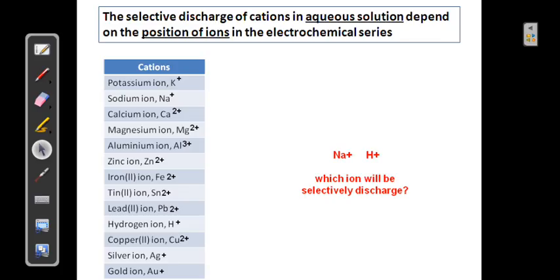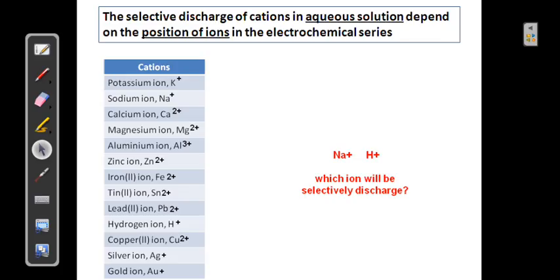So when you look at this, you know very well that the one at the lower side, lower than the other, will get selectively discharged. If you talk about potassium and sodium, of course sodium will get discharged. When you talk about calcium and aluminium, of course aluminium will get discharged. Zinc and tin, obviously tin will get discharged. It's very straightforward, right? Between copper and silver, silver will get discharged instead of copper.